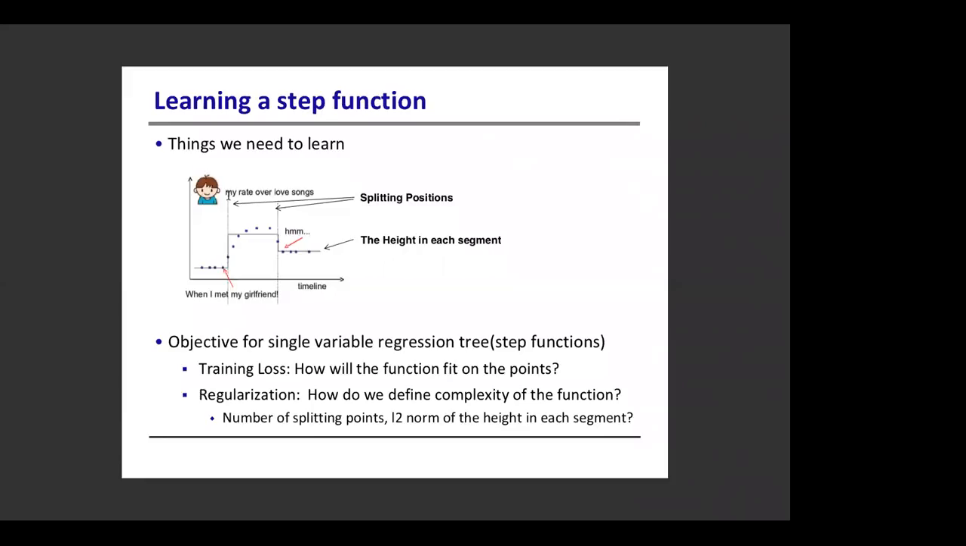We've learned that part already, that it keeps on dividing the data into these kinds of steps. The objective for single variable regression is a combination of training loss as well as regularization. The training loss defines how well the function fits the points. And how do we define the complexity? That is the regularization. If we have too many split points, too many trees, or too many leaves, that should be punished.